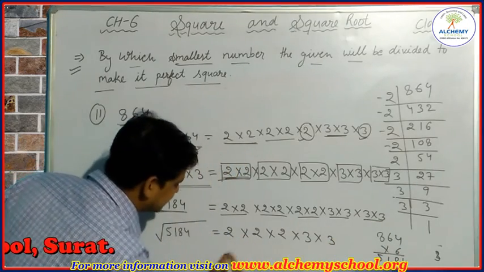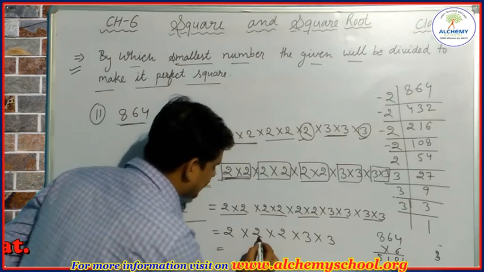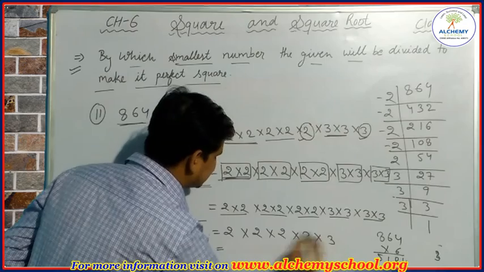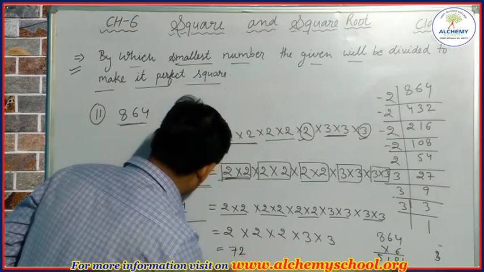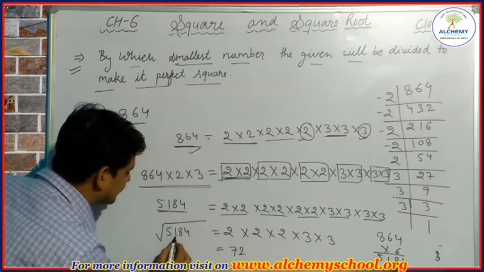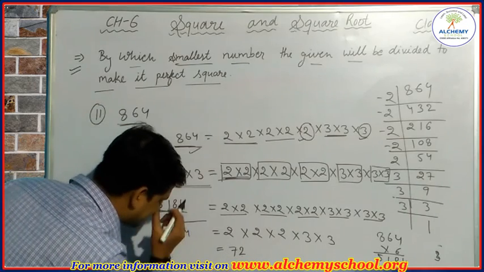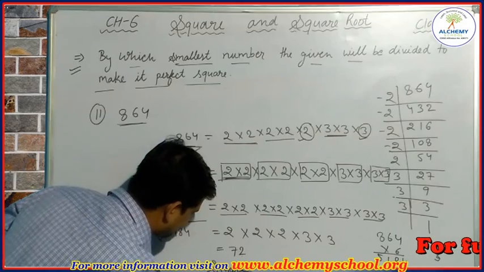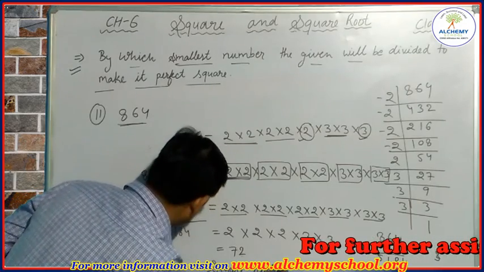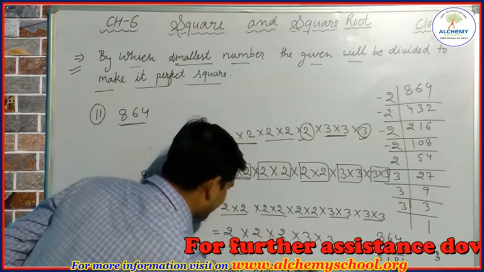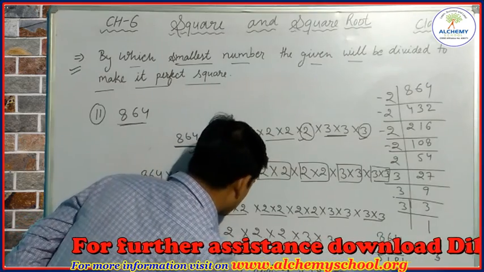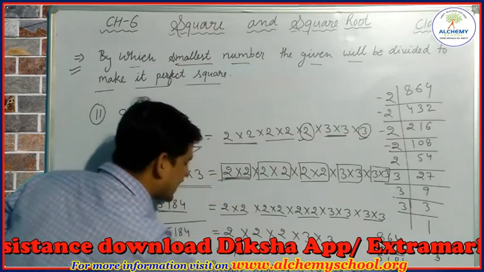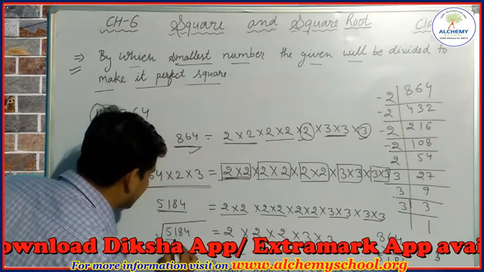So when we multiply these numbers, we will get 2 2s are 4, 4 2s are 8, 8 3s are 24, and 24 3s are 72. Okay, so the square root of 5184 will be 72. We can write here the square root of 5184 is 72. How we get this 72 and how we get this 5184?